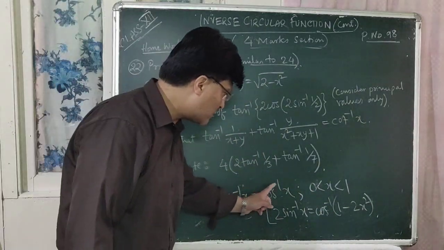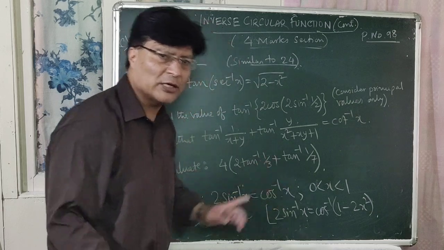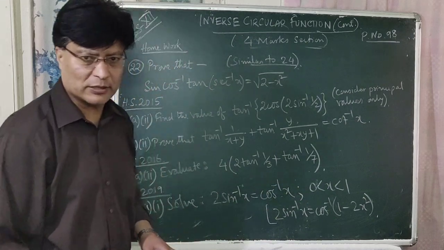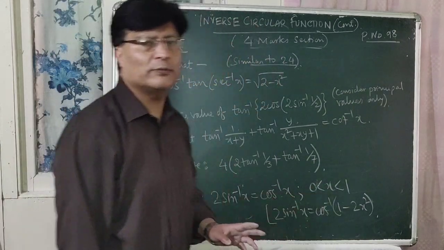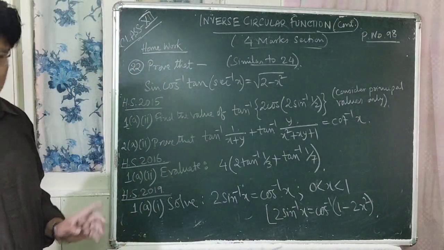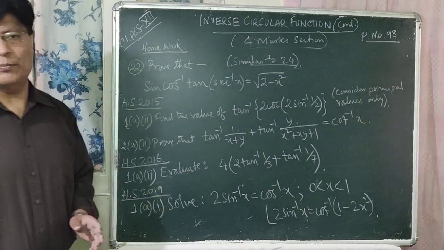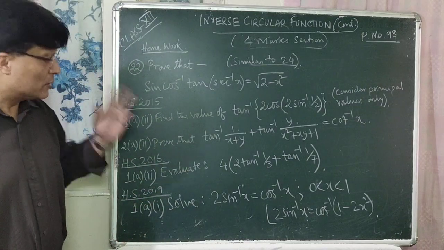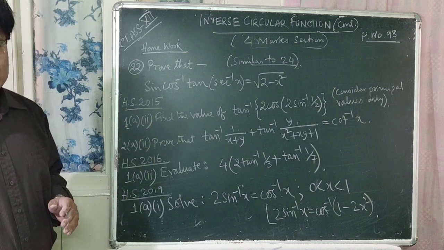Because this right hand side is in terms of cos inverse x, you should convert this 2 sin inverse x in terms of cos inverse, which is 2 sin inverse x is equal to cos inverse within bracket 1 minus 2x square. Is that clear to all of you? So you can do it at home. Okay. So revise all the problems we did today. Okay. So this much is for today. So we'll do more problems in the next class. Right.